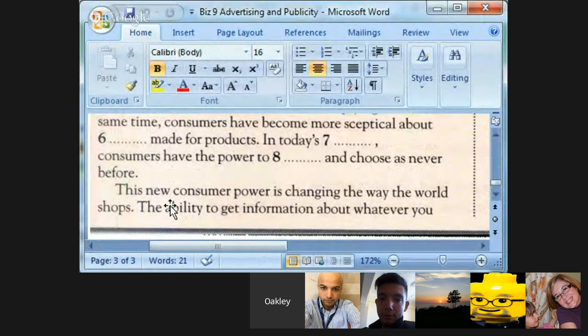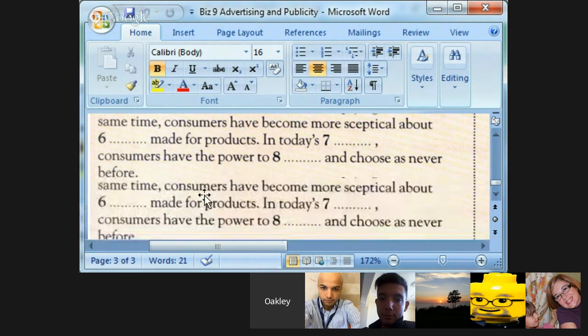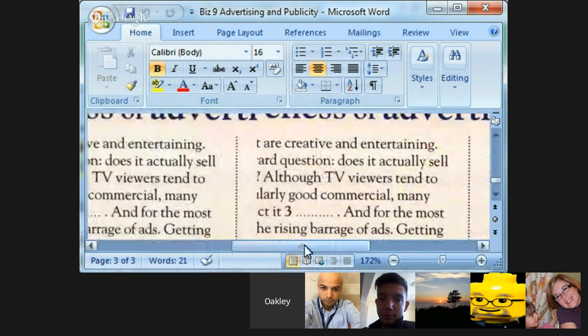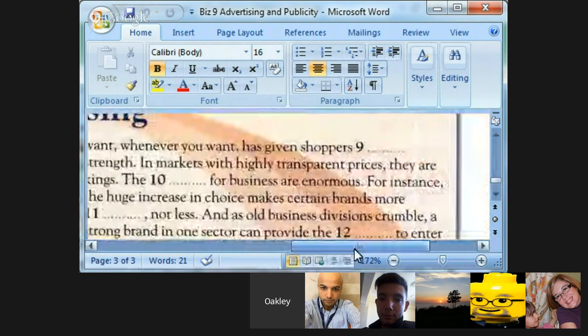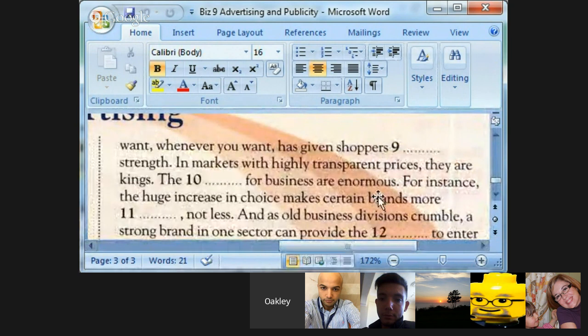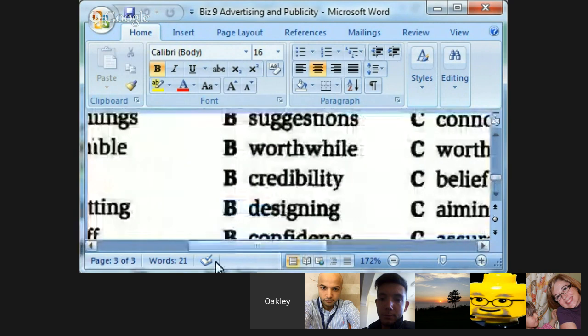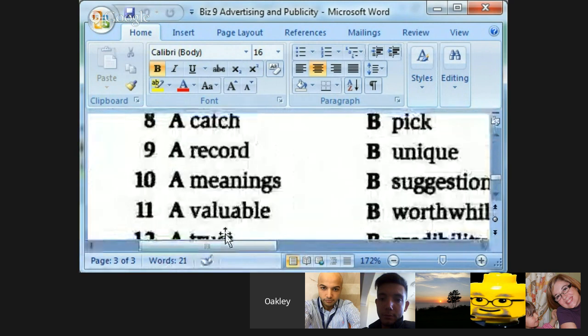All right, David, can you take over from the new paragraph? Yes, this new consumer power is changing the way the world shops. The ability to get information about whatever you... Sorry, give me a second. About whatever you want, whenever you want, has given shoppers freedom, for example... strength. No, I don't know. I missed strength, the last word.